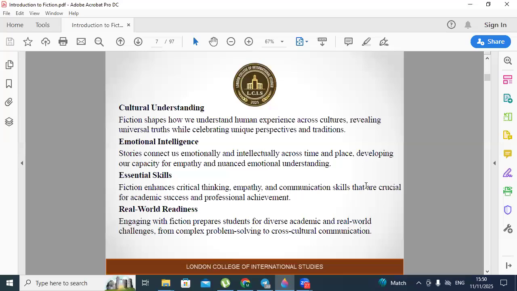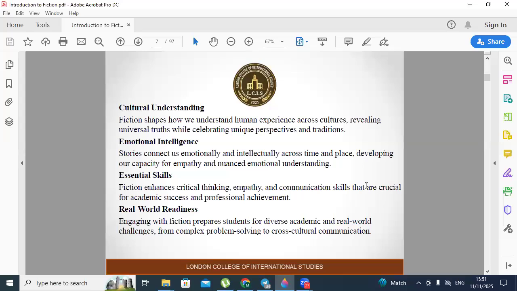Why study fiction? Four key benefits. Let me emphasize four specific benefits of studying fiction. Cultural understanding: fiction shapes how we understand human experiences across cultures. It reveals universal truths, love, loss, ambition, fear, while celebrating unique perspectives and traditions. Reading Nigerian fiction differs from reading Japanese fiction, but both illuminate what it means to be human.